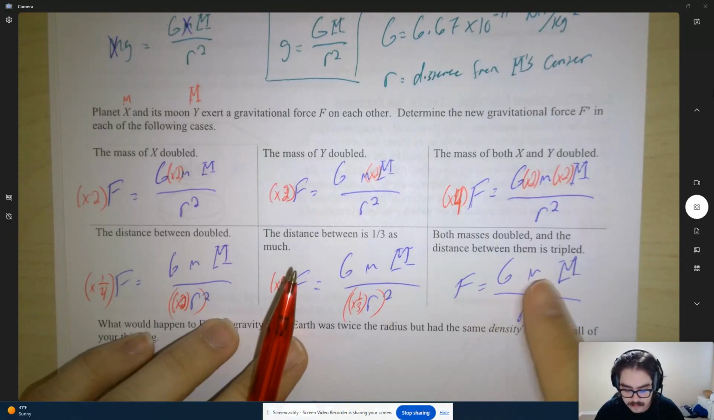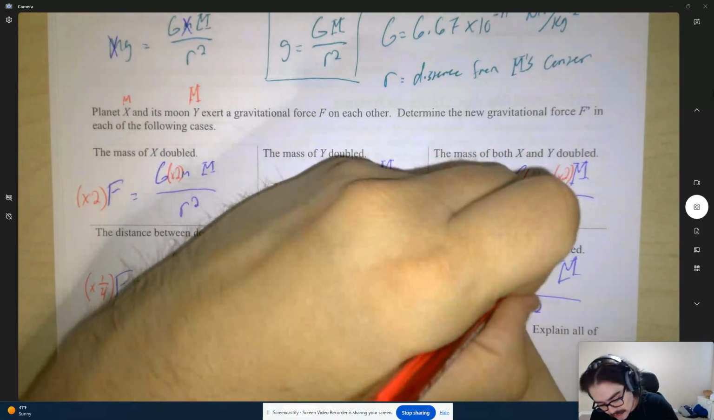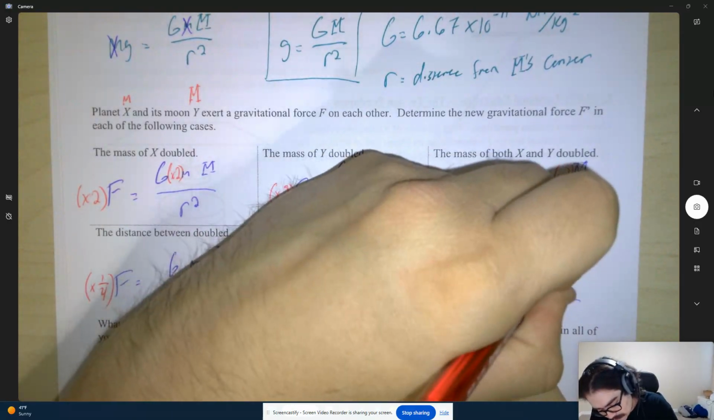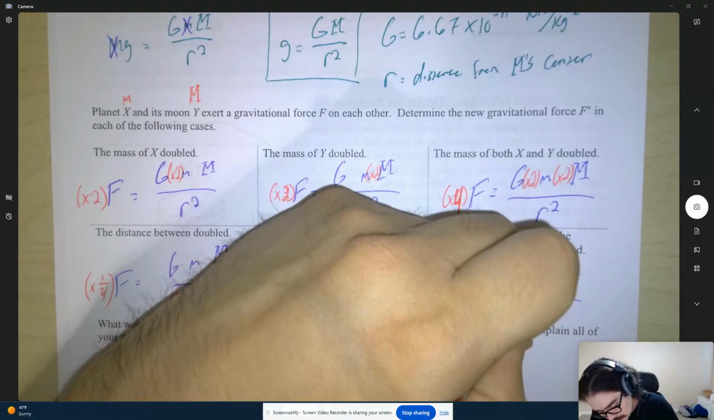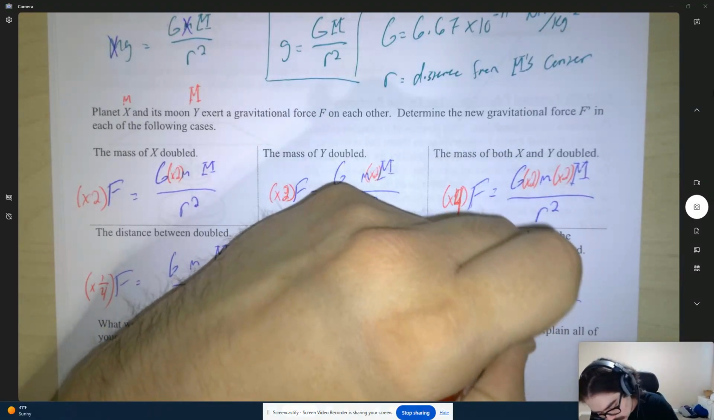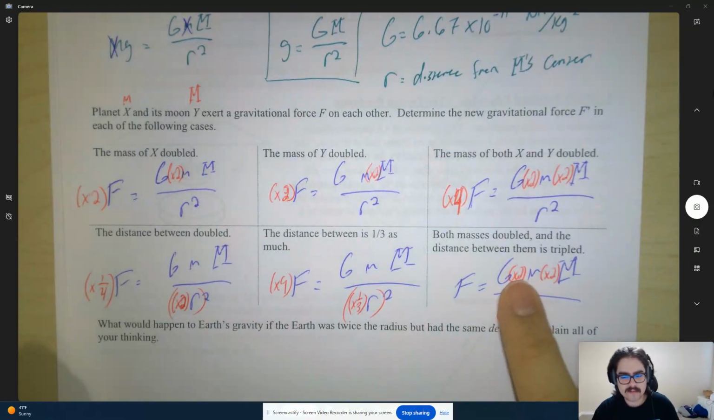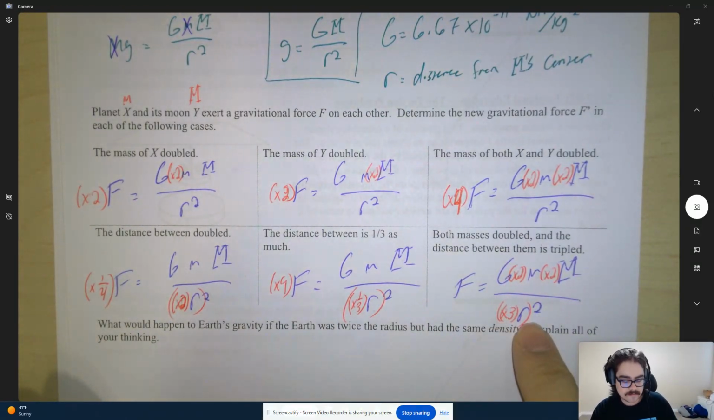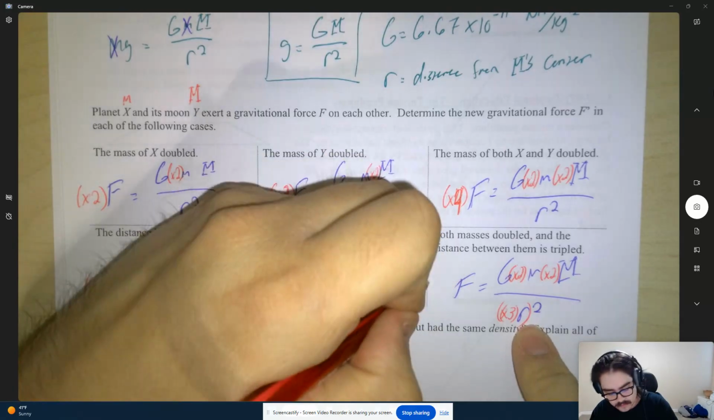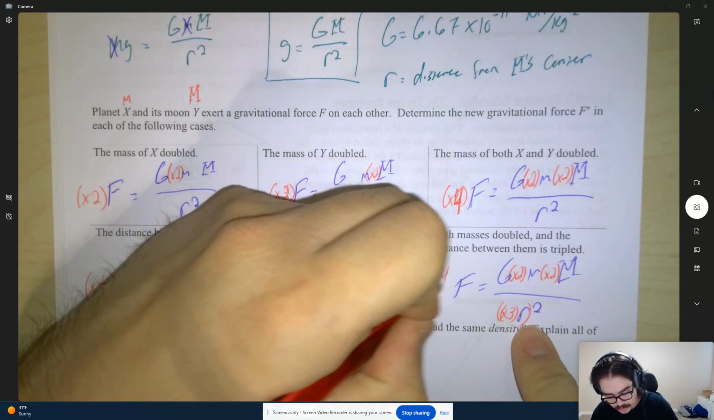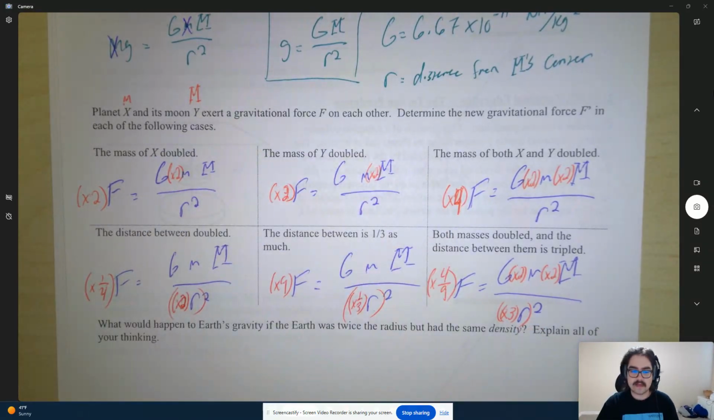And if both masses doubled and the distance between them is tripled, this is going to be times 2, and then the distance between is tripled, so this is times 3. That has to be multiplied by the exponent. So I end up getting 4 on the top and 9 on the bottom, so this is just going to be times 4/9. I can't really simplify that anymore, so I'm not even going to bother.